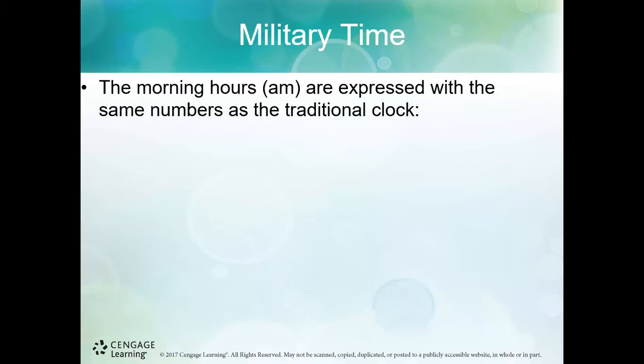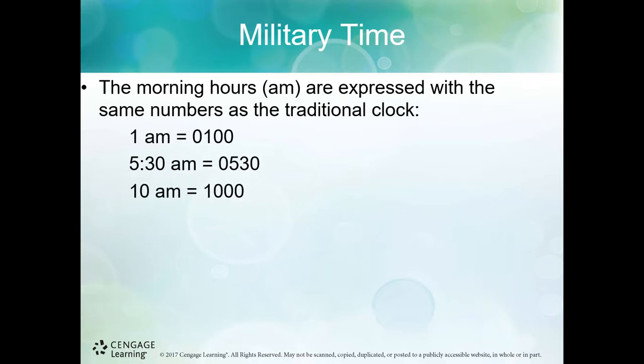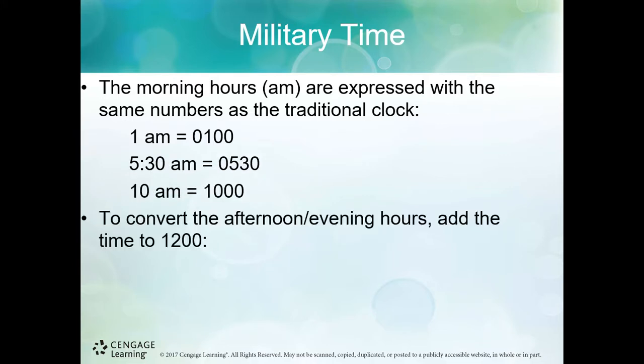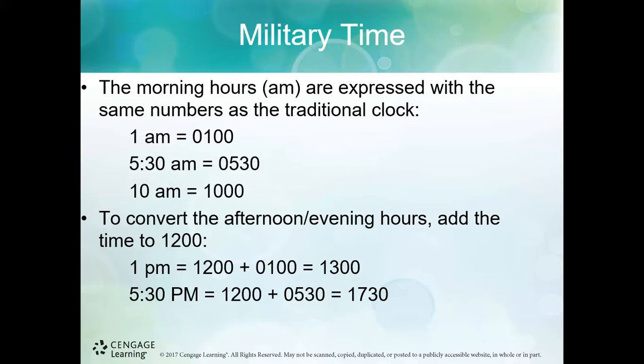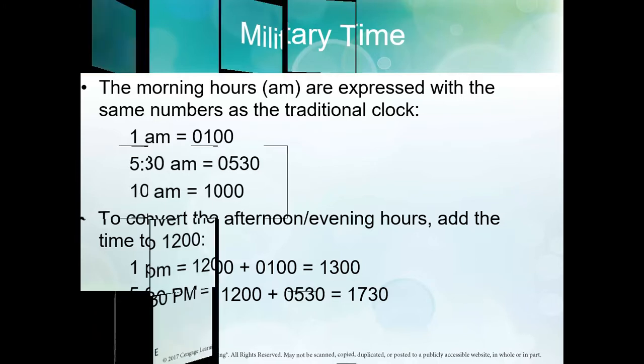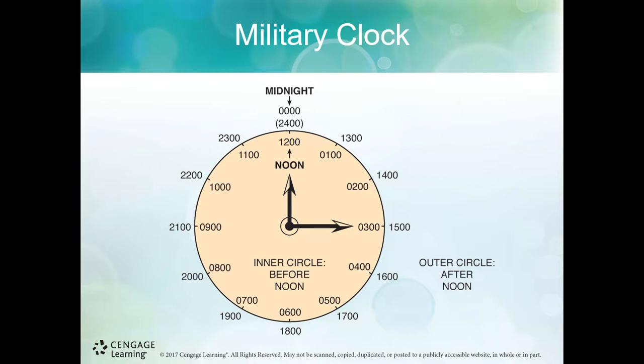The morning hours are expressed with the same numbers as the traditional clock. So there you see 1 a.m., 5:30, 10 a.m. But the afternoon hours, you need to add the time to 1200. 1 p.m. is 1300. 5:30 p.m. is 1730. There's your clock. Take a look at that. You can stop this video if you need to.